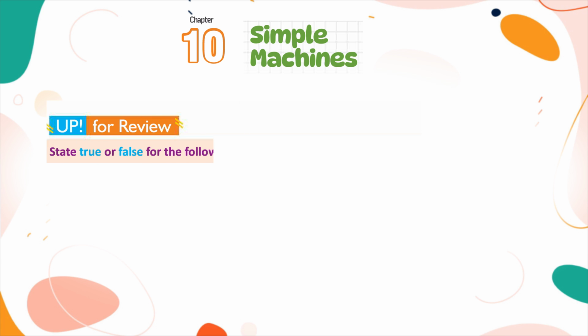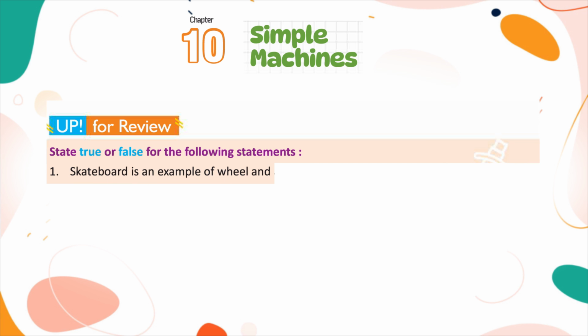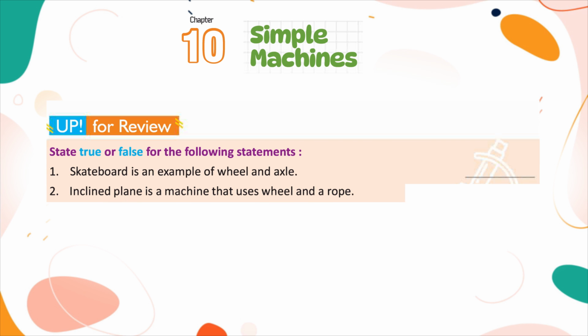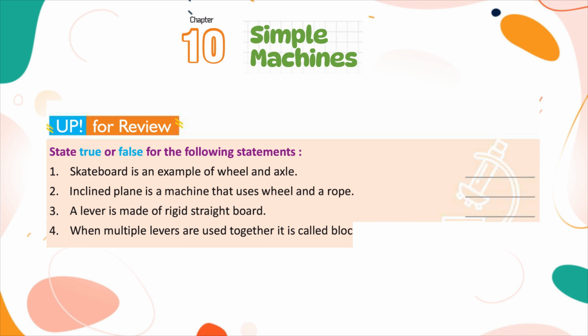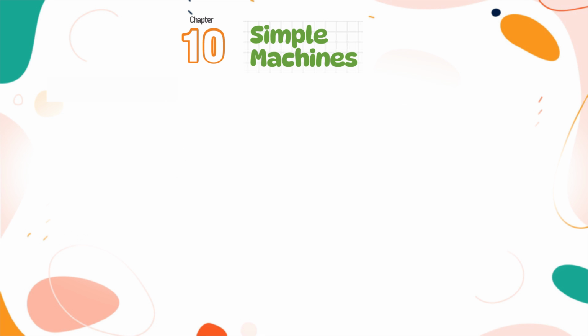Up for review. State true or false for the following statements. Number 1. Skateboard is an example of wheel and axle. Number 2. Inclined plane is a machine that uses a wheel and a rope. Number 3. A lever is made of rigid straight board. Number 4. When multiple levers are used together, it is called block and tackle.